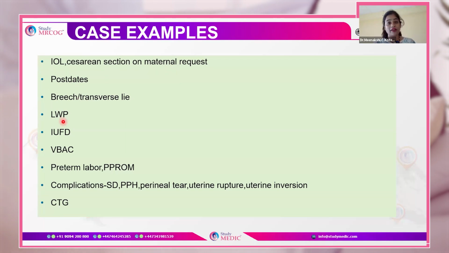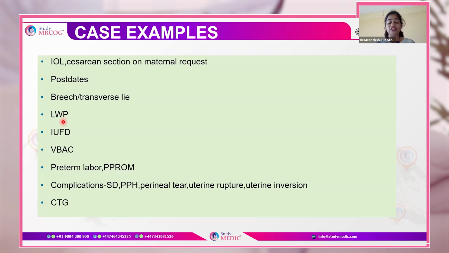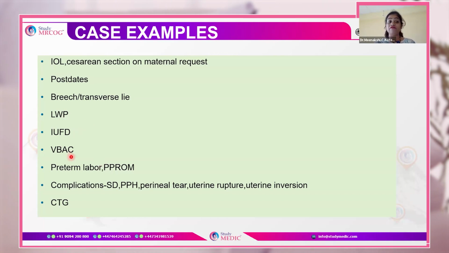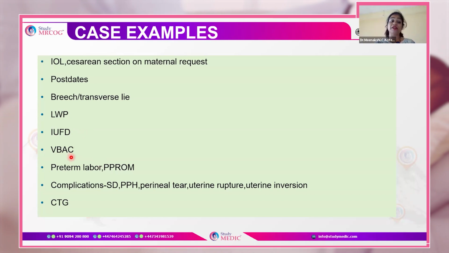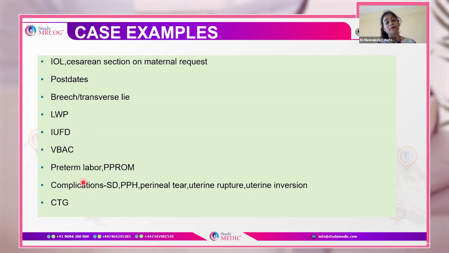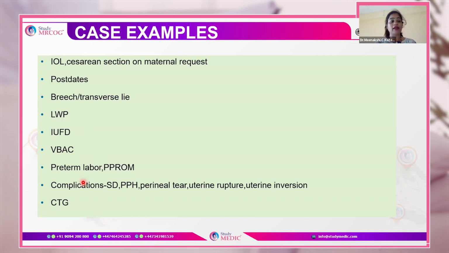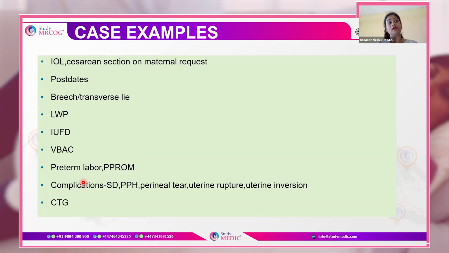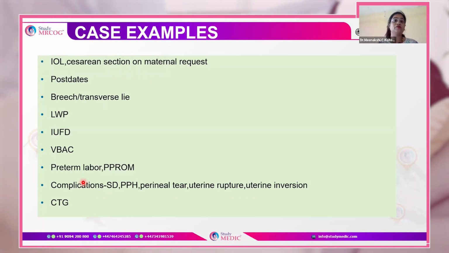And then we've got the labor ward prioritization, which is of course going to be the mandatory station that everybody has to go through, IUFD, which we'll be discussing today. And then we've got VBAC and preterm labor, as well as premature rupture of membranes, preterm premature rupture of membranes, PPROM, and certain complications like shoulder dystocia, postpartum hemorrhage, uterine rupture, uterine inversion, as well as perineal tear, and also CTG. CTG interpretation is also very, very important, and it can come even as a teaching station, or sometimes it could be a CTG which is presented where you're supposed to interpret.